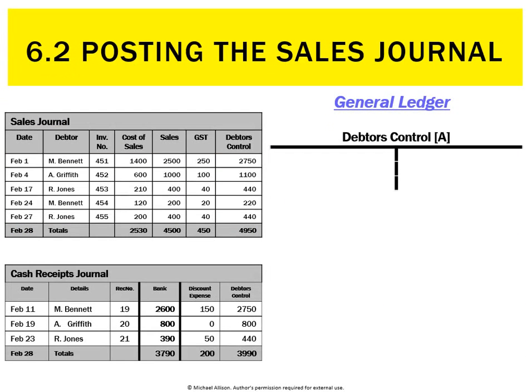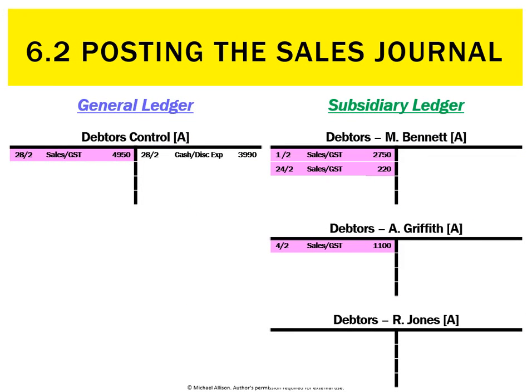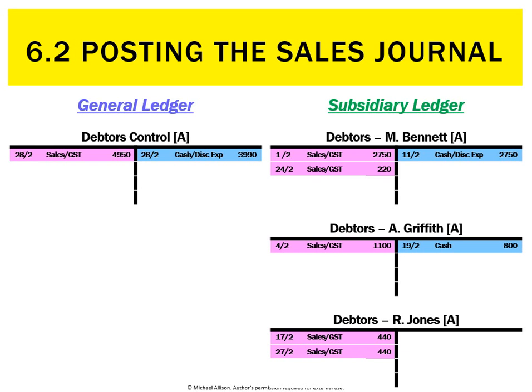So the purpose of doing this is so in the general ledger we don't have the details of each individual transaction. All we do is have one giant debit for the total amount of sales and GST that customers owe us on the last day of the period, and we take off all the cash we've received and the discount expense given. What we then do is post that on the last day of the period, and then we can see that each of the debits in the subsidiary ledger is just part of one giant overall debit in debtors control. Likewise, all the credits, so the giant credit in debtors control there of 3,990, that's simply made up of all these individual credits in the subsidiary ledgers.